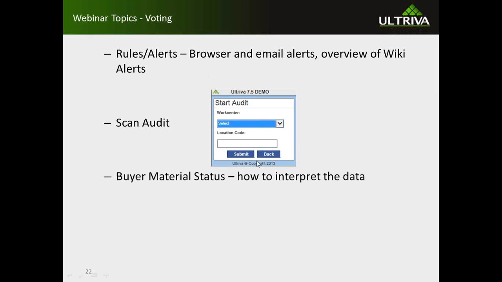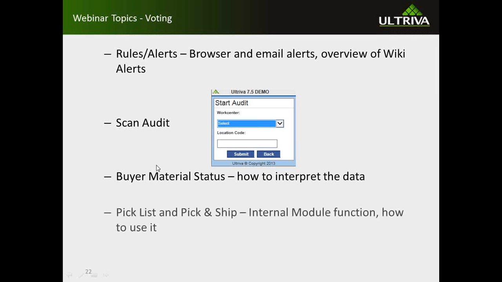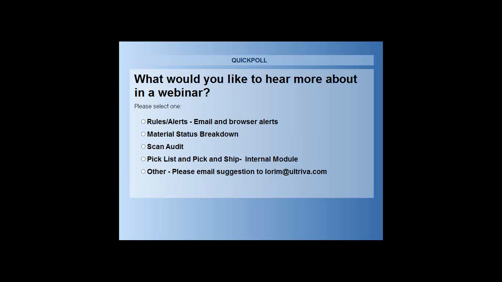The next potential topic would be the buyer material status, and with that we would go through that screen, how to interpret the data, what it all means. Another potential topic would be the pick list and the pick and ship feature that's available with the internal module between work centers, and we would go through how to use that. So these are the topics. Scott, if we're ready, if you could go ahead and launch the poll so folks can vote.